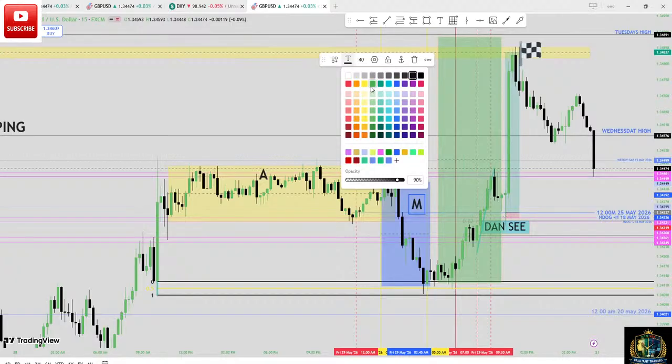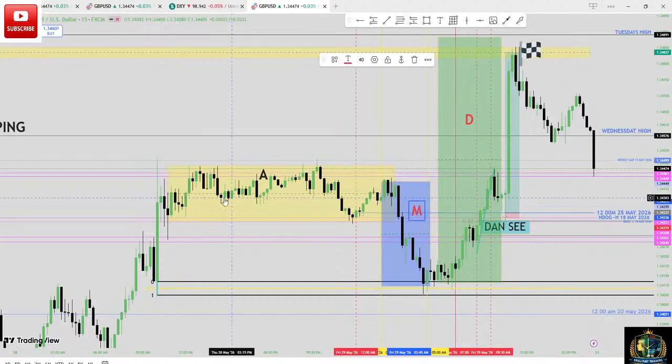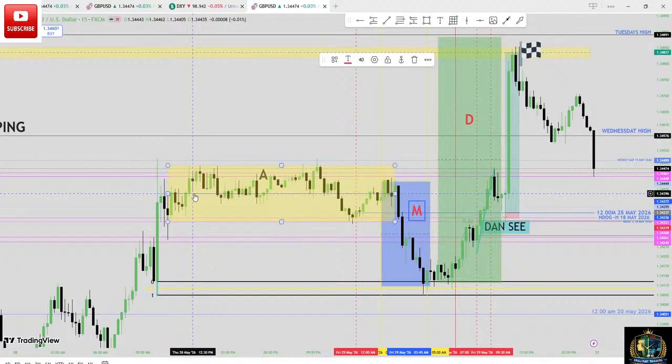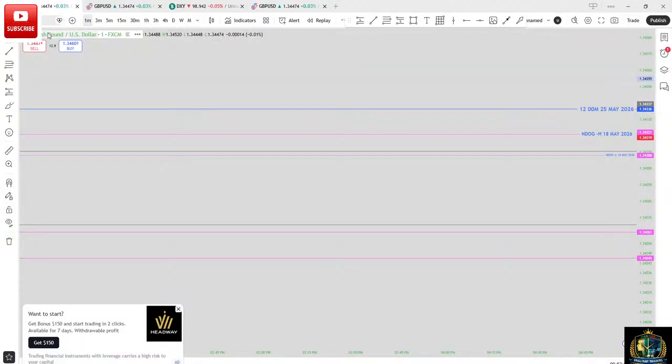This accommodation is a choppy day. This is choppy when market is... It started accommodating since Thursday lunchtime, which is 12 o'clock. You can see the time below. 12 o'clock. Let me change this.